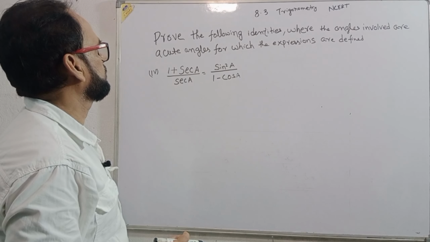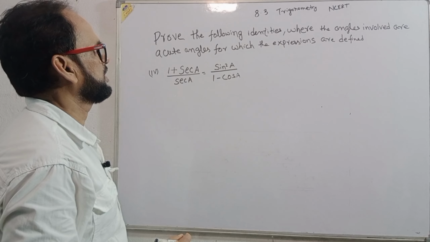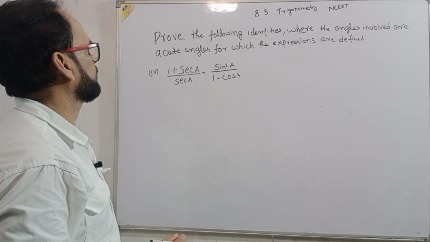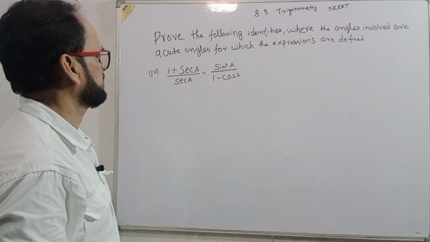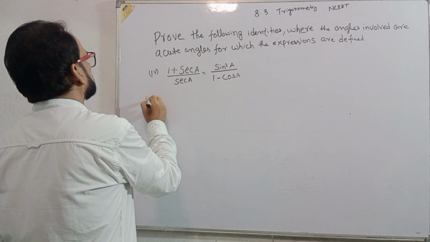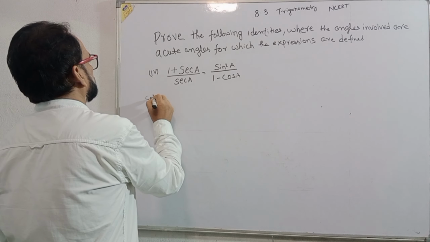Question. Prove the following identities where the angles involved are acute angles for which the expression are defined. 1 plus sec A divided by sec A equal to sin square A divided by 1 minus cos A. Now we will solve this one. Solution.